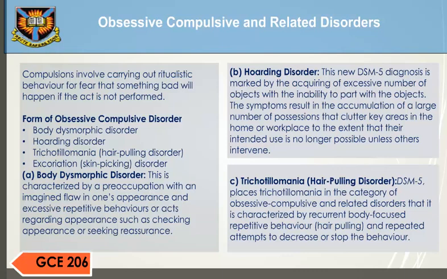Trichotillomania, hair pulling disorder. DSM-5 places trichotillomania in the category of obsessive, compulsive, and related disorders. It is characterized by recurrent body-focused repetitive behavior, hair pulling, and repeated attempts to decrease or stop the behavior.